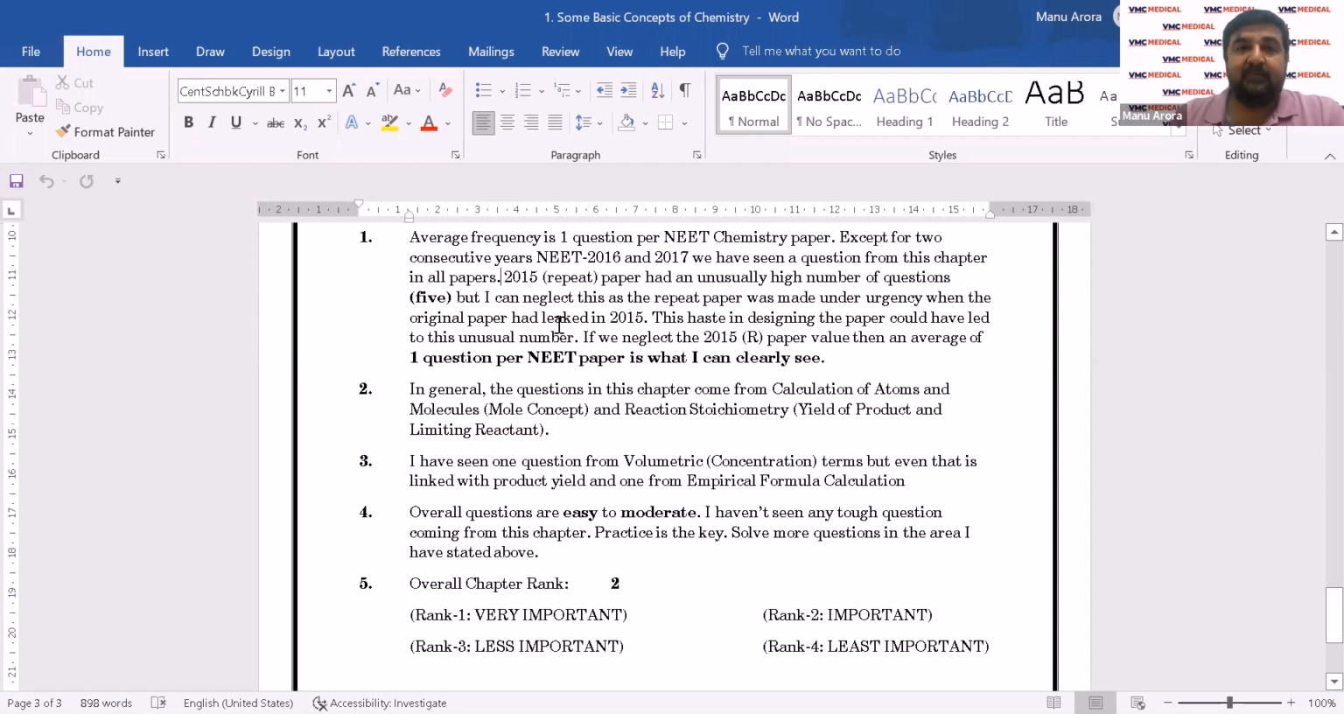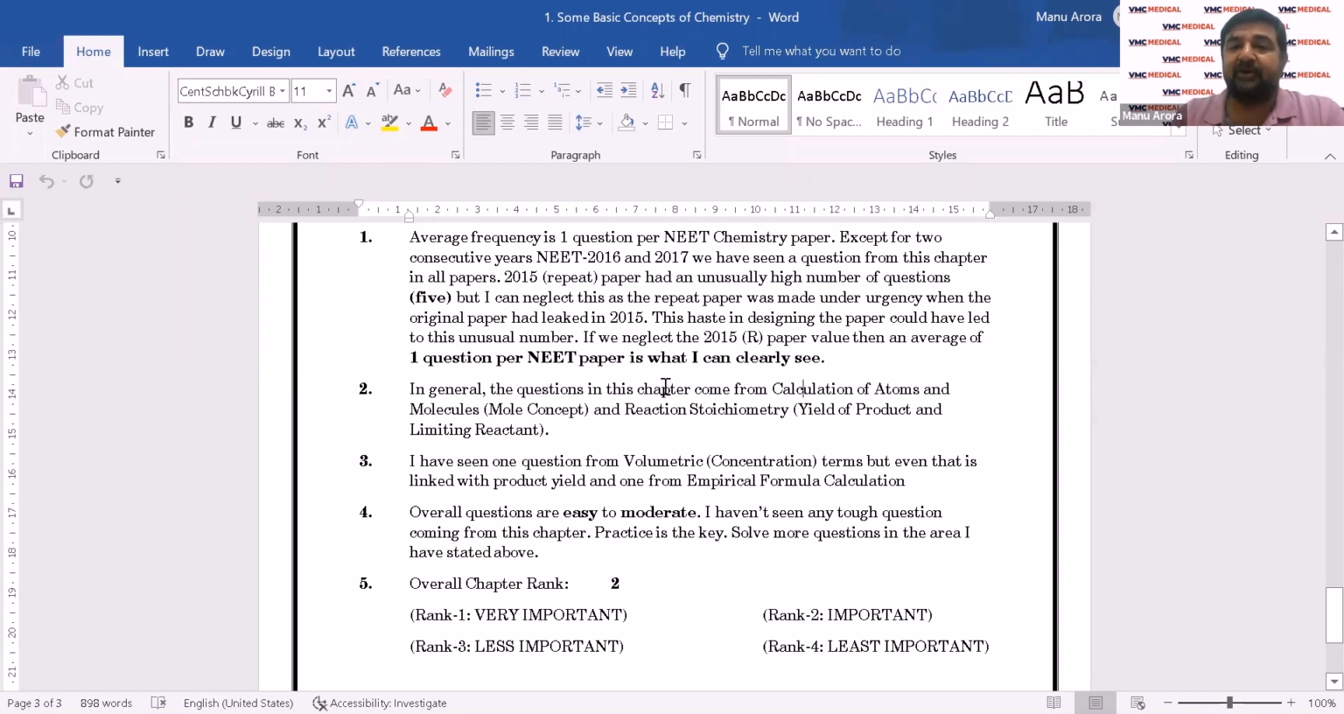2015, if you look at this portion, where I have mentioned this, had an unusually high number of questions, but I neglect this as this was a repeat paper which was made under urgency. So it was just a paper which was designed within 1 month's time. I would regard that number 5 for the 2015 paper as being more of an anomalous number. When the original paper had leaked in 2015, this haste in designing the paper could have led to this unusual number, right? So if you neglect the 2015 repeat paper number, then an average of 1 question per NEET paper is what I can clearly see. Now, what all areas have been covered in these questions?